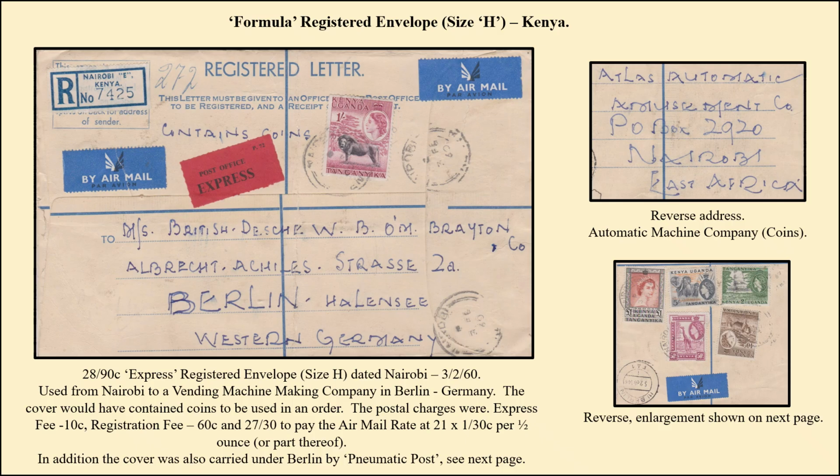The postage rate was 28 shillings and 90 cents. Now this is a huge amount. It is an express cover, so the postal charges were to pay for the express fee at 10 cents, the registration fee at 60 cents, and 27 shillings and 30 cents to pay the airmail rate at 21 times the 1.30 per half ounce or part thereof rate.